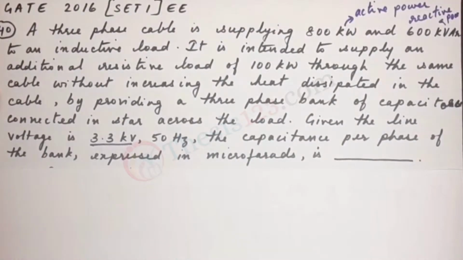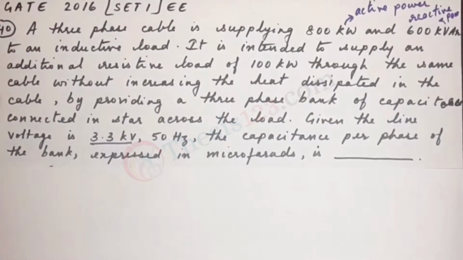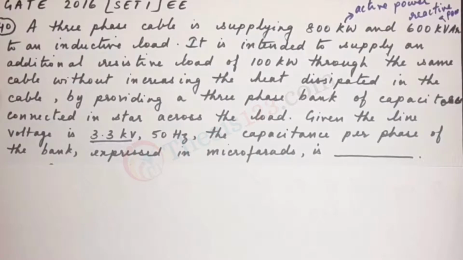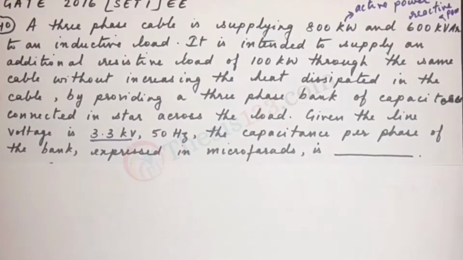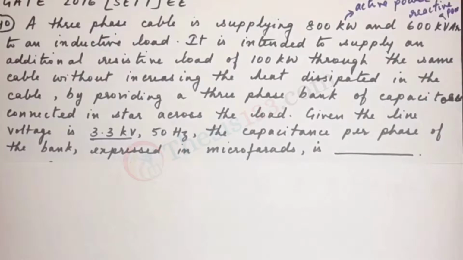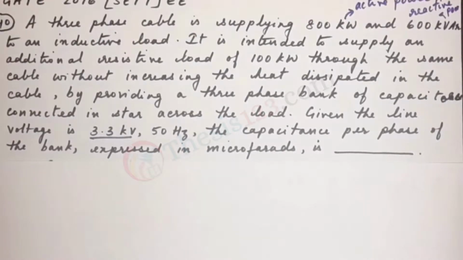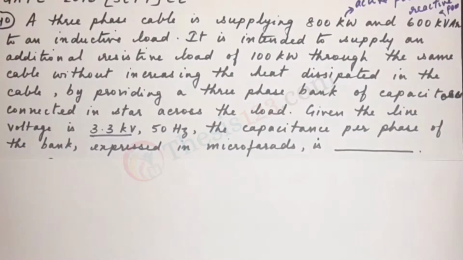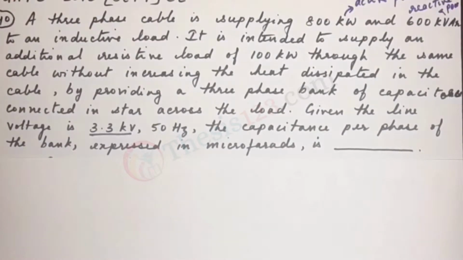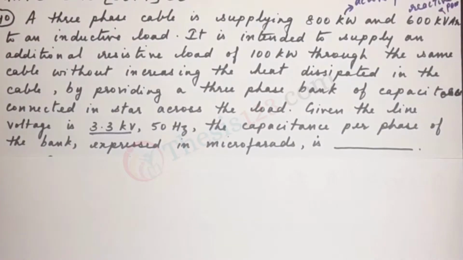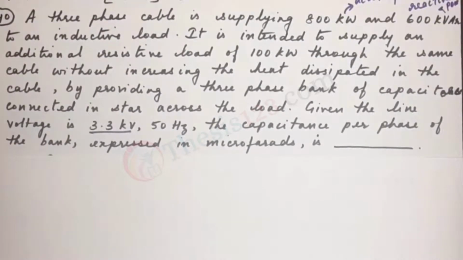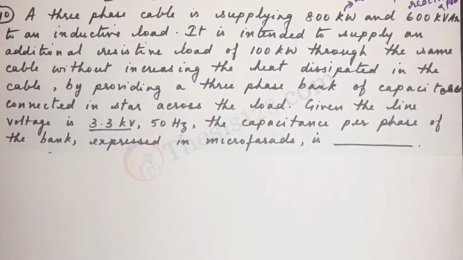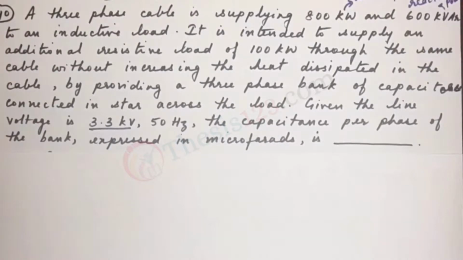Here's the next question, question number 40. A three-phase cable is supplying 800 kilowatts and 600 kVAR to an inductive load. It is intended to supply an additional resistive load of 100 kilowatts through the same cable without increasing the heat dissipated in the cable by providing a three-phase bank of capacitors connected in star across the load. Given the line voltage is 3.3 kV, 50 Hz, the capacitance per phase of the bank expressed in microfarads is dash.